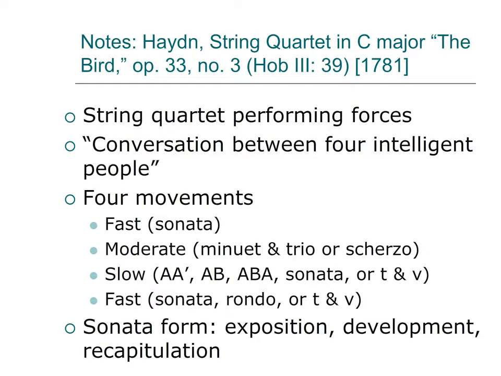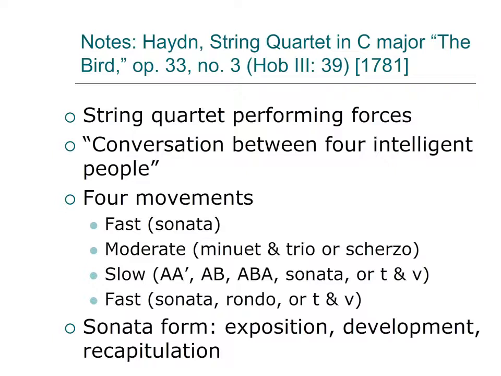The string quartet was a new genre of the classical period. Featuring 2 violins, 1 viola, and 1 cello, it was often referred to as a conversation between 4 intelligent people. That said, in the early quartets of Haydn, Mozart, and Beethoven, the first violin part predominates, with subtle dialogue with the other members of the ensemble.